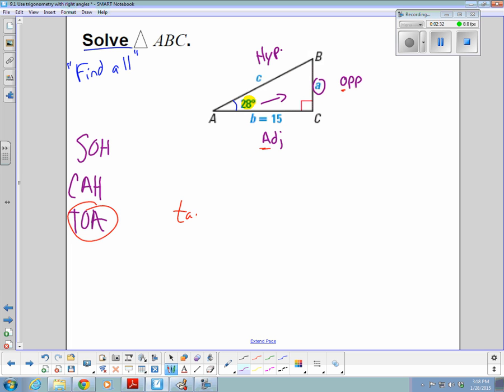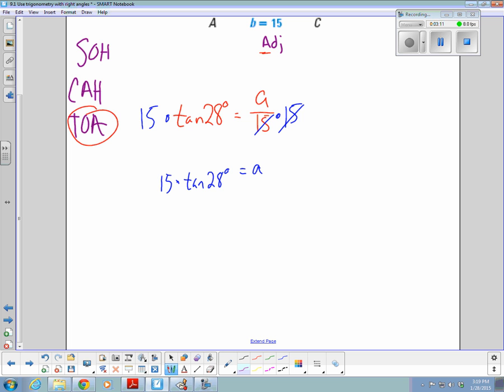That means tangent of our angle, 28 degrees, is equal to our opposite, which I don't know yet, I'll call it A, divided by our adjacent, which is 15. Great, this is going to be a piece of cake to solve for. All you need to do is multiply both sides by 15. These will cancel, so I'm left with A equals 15 times the tangent of 28 degrees. Remember, tangent of 28 degrees is just a number.